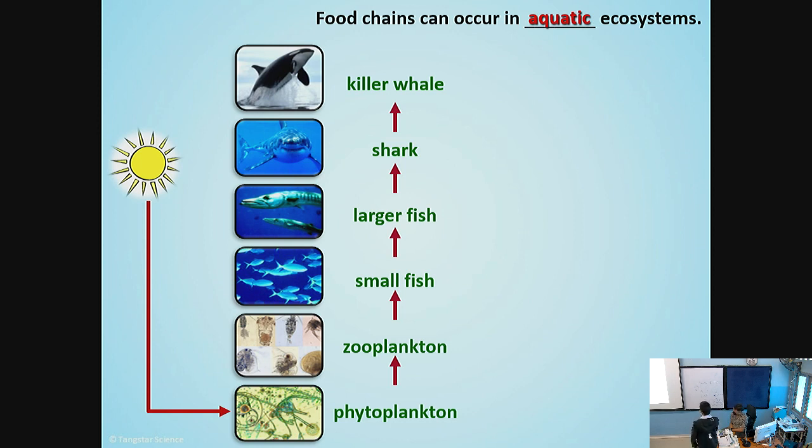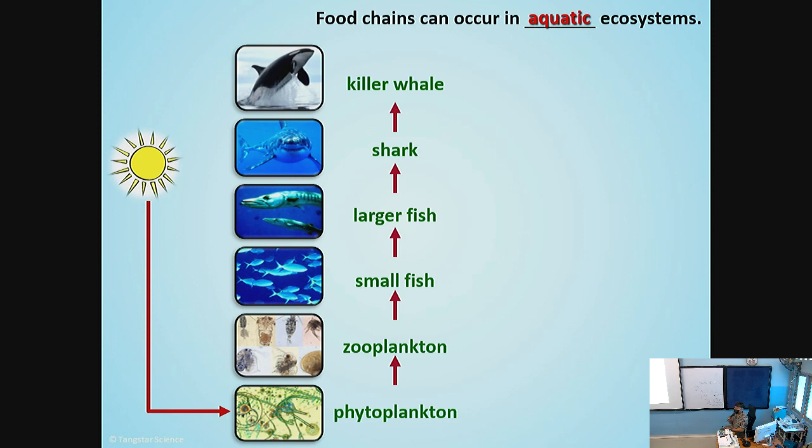which is eaten by small fish, yes, which is eaten by larger fish, yes, which is eaten by shark, yes, and then eaten by killer whale. Okay, very good. So that's correct. Again, how do you read this one?